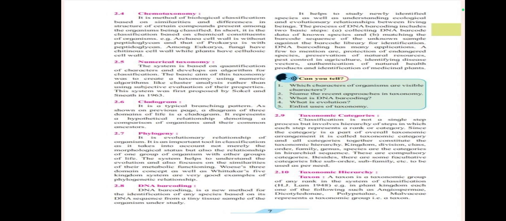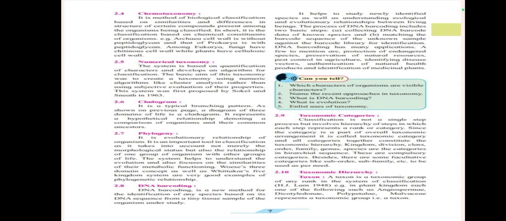Taxonomic categories. Classification is not a single step process but involves a hierarchy of steps in which each step presents a rank or category. Since the category is a part of overall taxonomic arrangement, it is called a taxonomic category, and all categories together constitute the taxonomic hierarchy.